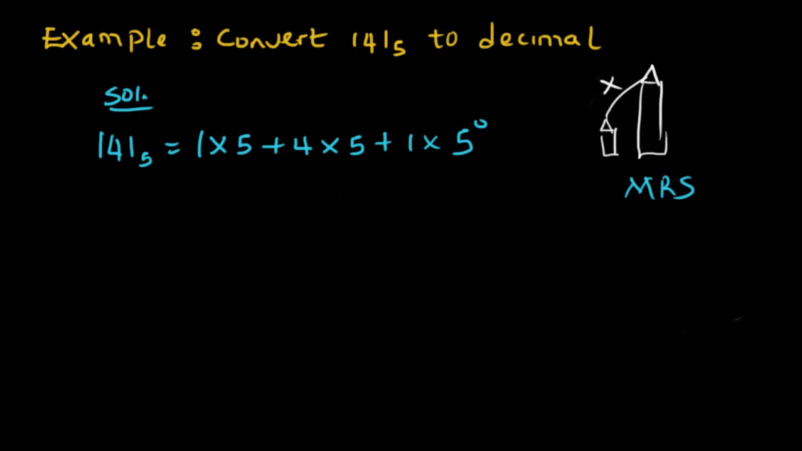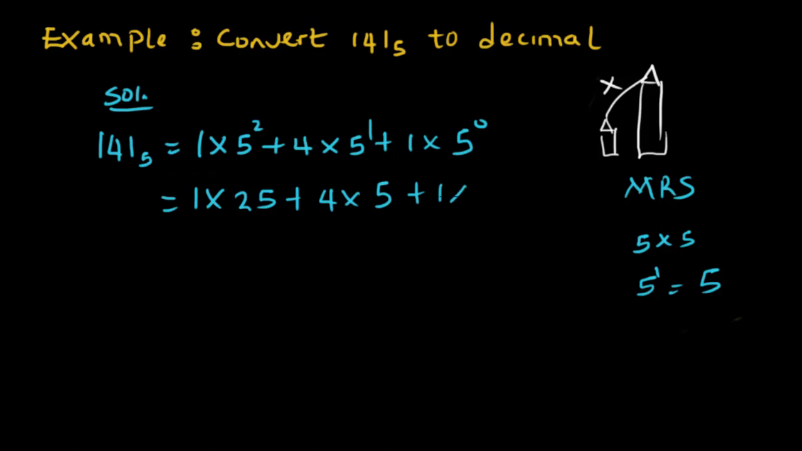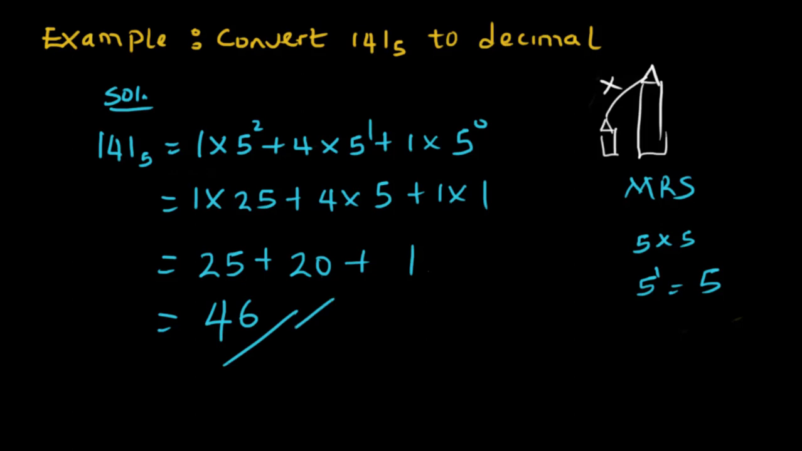Rank 0, 1, 2. 1 times 5 raised to power 2 is 5 times 5. 5 times 5 is 25. Plus 4 times 5 raised to power 1. We just write 5. So that will give us 5. Plus 1 times 5 raised to power 0. Anything raised to power 0 is 1. Do you understand? So we have 1 times 25, 25. Plus 4 times 5, 20. Plus 1 times 1, 1. 25 plus 20 will give us 45. 45 plus 1 will give us 46. And this is our answer.